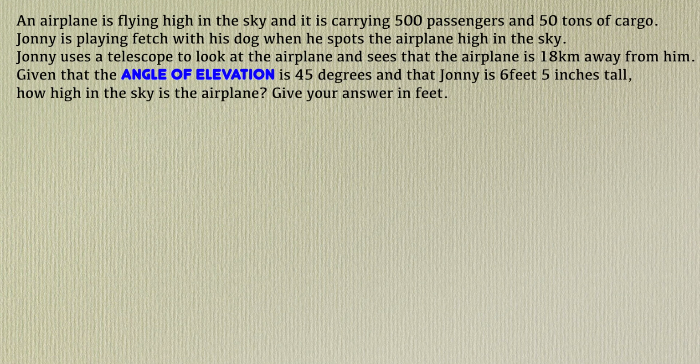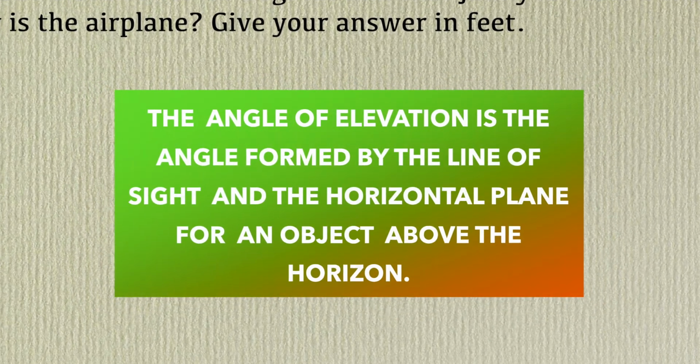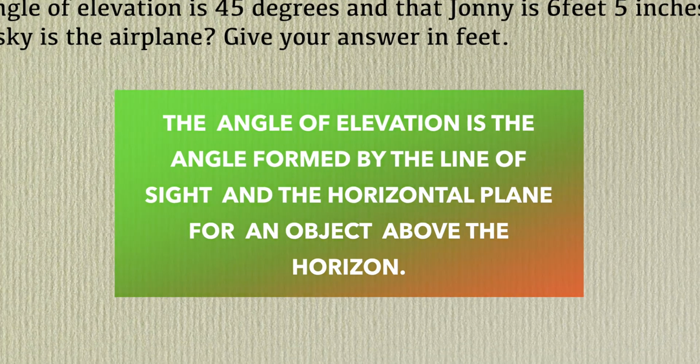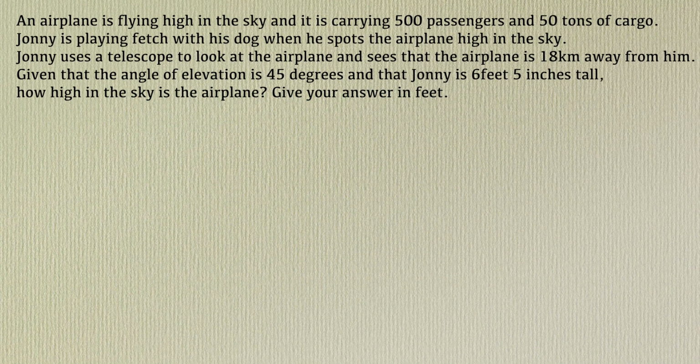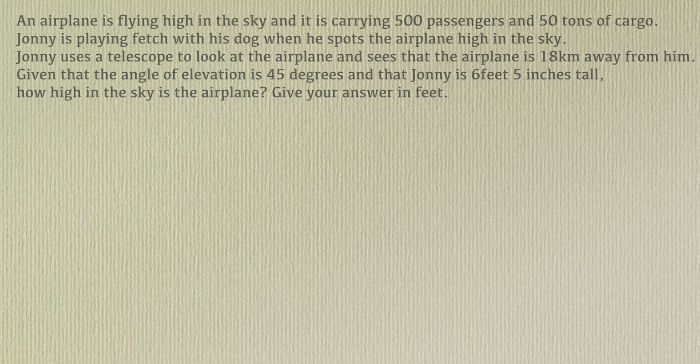Well, first let's define angle of elevation. The angle of elevation is the angle formed by the line of sight and the horizontal plane for an object above the horizon. To make this a bit simpler, let's draw it out.